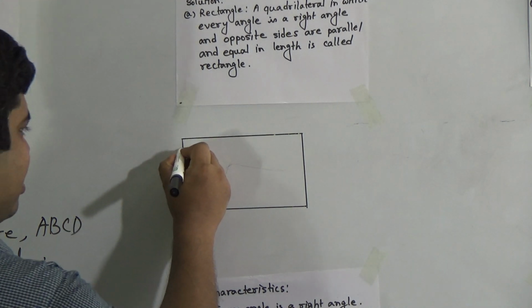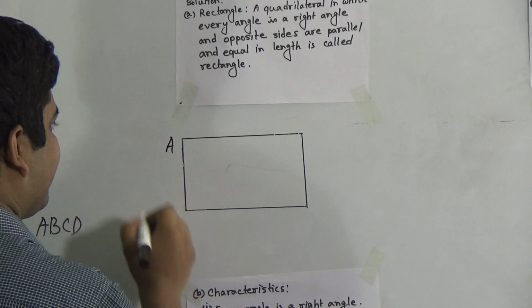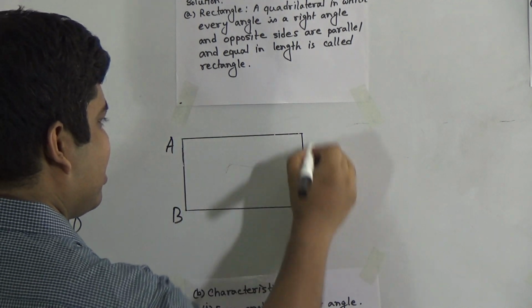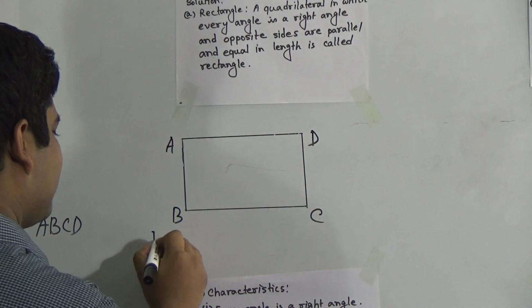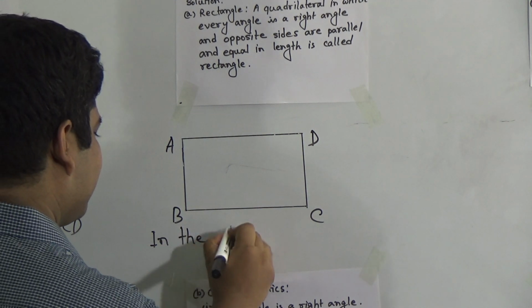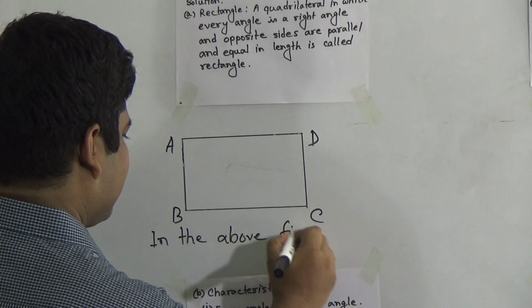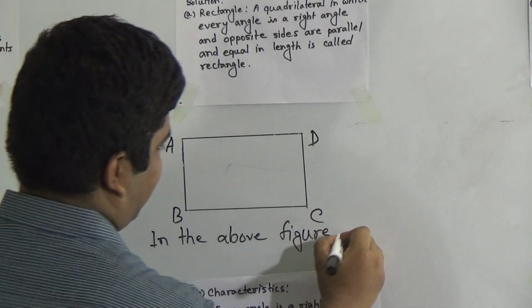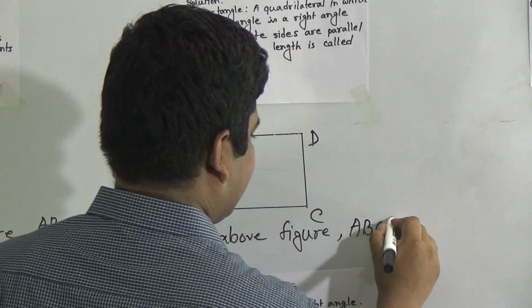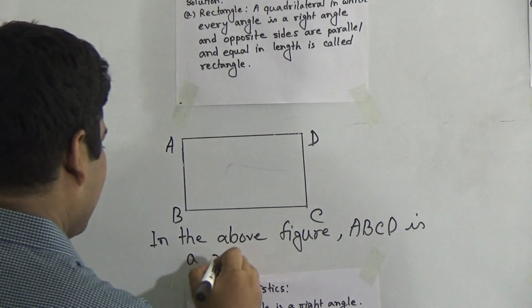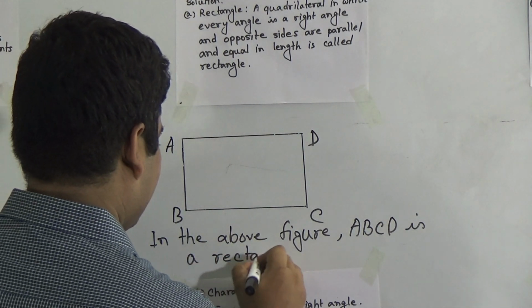And now we give a name to this rectangle, which is A, B, C, D. So here we write in the above figure: A, B, C, D is a rectangle.